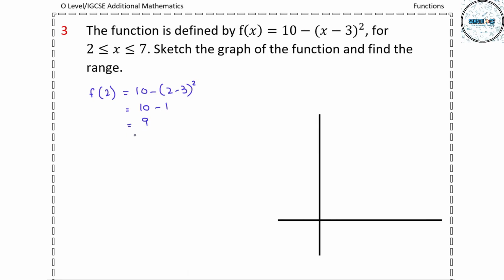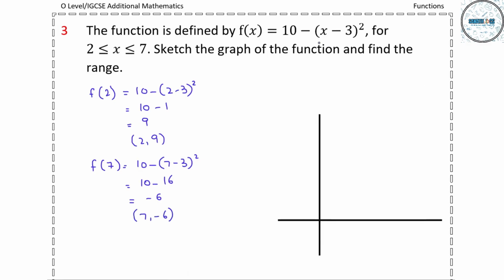So it means at 2 there is 9. Then f of 7 is equal to 10 minus 7 minus 3 whole square. 7 minus 3 is 4, and 4 squared is 16. So we can write here 10 minus 16, which is equal to minus 6. So we have here the point 7 comma minus 6.